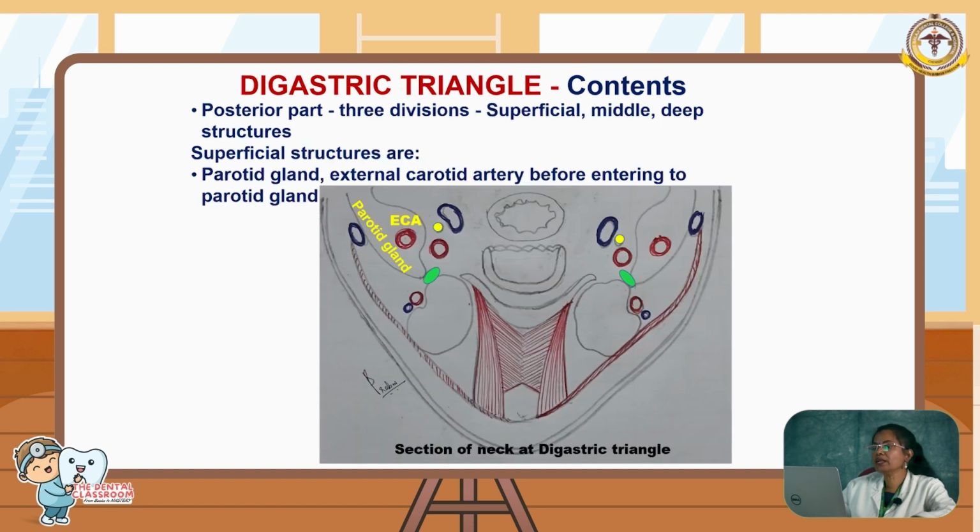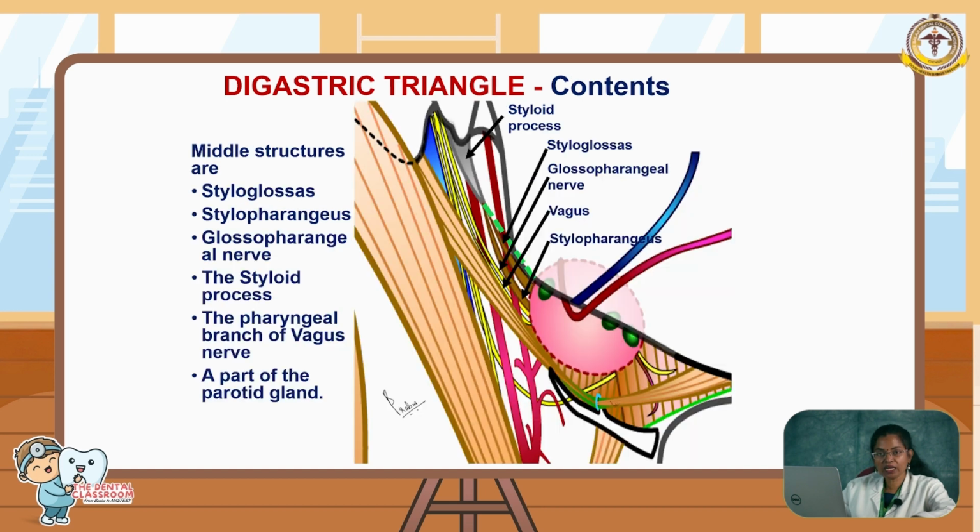If we see the posterior part of the digastric triangle, still we have a lot of structures. So for convenience, we are also dividing it into three parts: the superficial part, middle part, and the deeper part, by the external and internal carotid artery. To see the structures present in the superficial part, we have a part of the parotid gland and the external carotid artery.